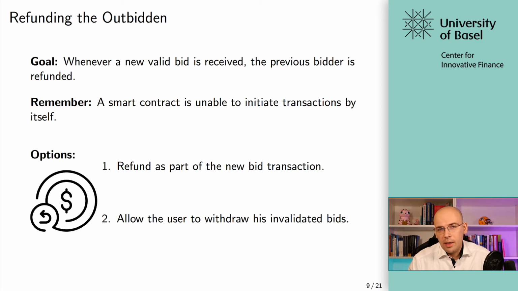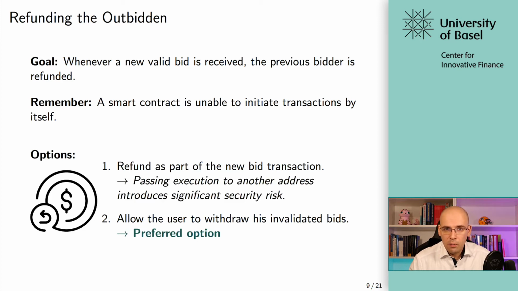And option two would be to allow the user to withdraw his invalidated bids. So basically say, okay, the Ether remains on the contract, but the user who has been outbid can withdraw his or her funds later on. And we actually will go with the second option, that's our preferred option in this case, for two simple reasons. First of all, it can in some cases make the execution more costly when you make it part of every single transaction, as proposed in option one.